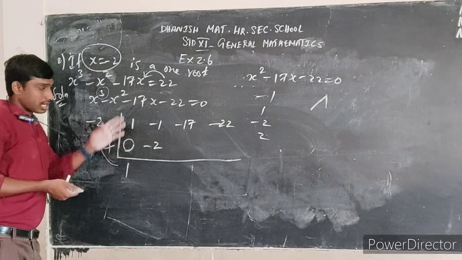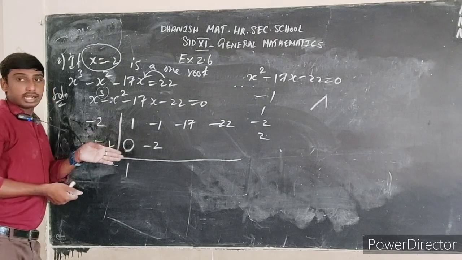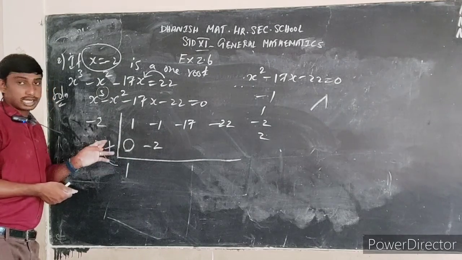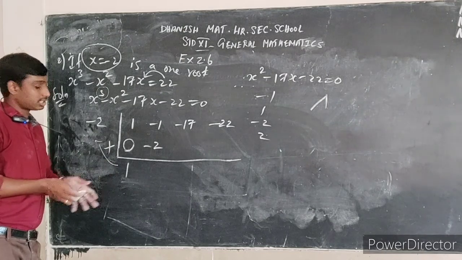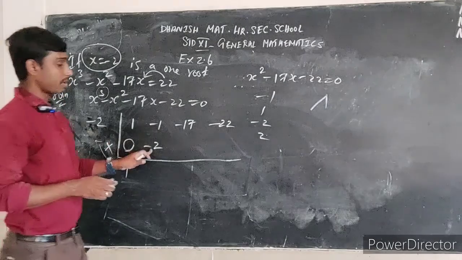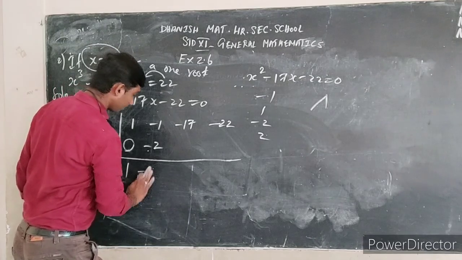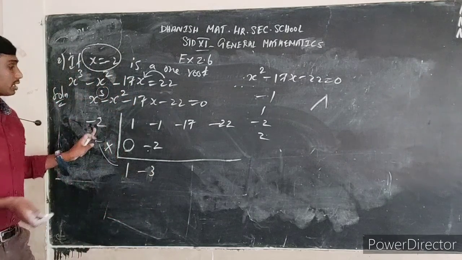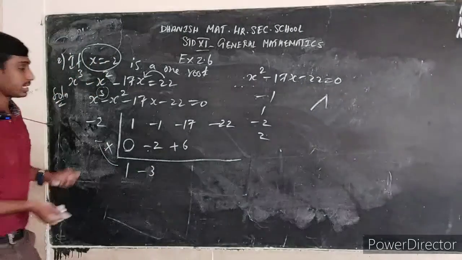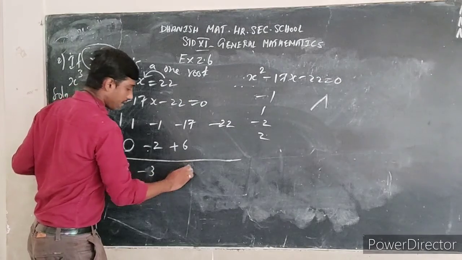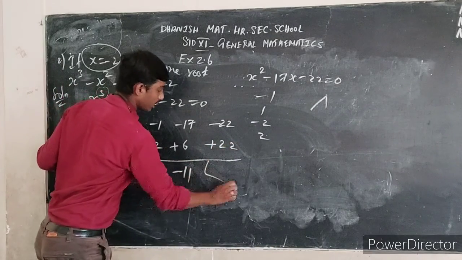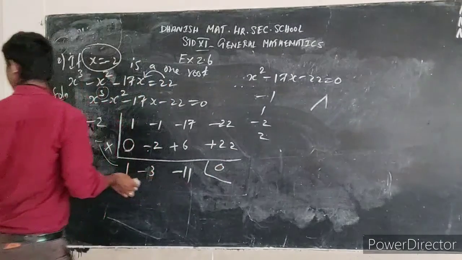This is the procedure. In the vertical side we are using the addition or subtraction method. In the inclined side we are using the multiplication method. 1 into minus 2, that will be minus 2. Here minus 1 minus 2, you are getting minus 3. Minus 3 into 3, minus into minus plus, 3 2s are 6. Here minus 17 plus 6, that will be minus 11. Minus into minus plus, 11 2s are 22. So here plus 22 and minus 22 will cancel, you are getting 0 here.